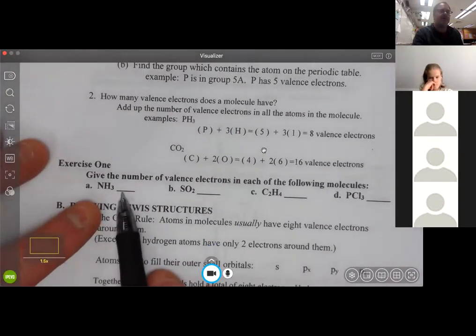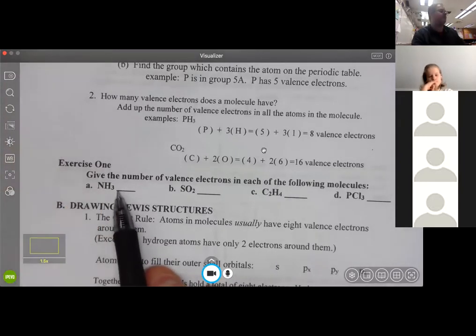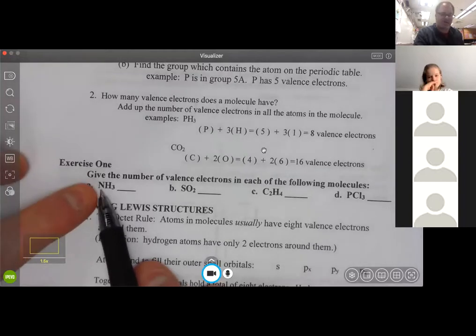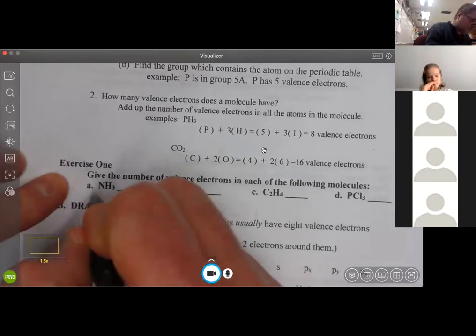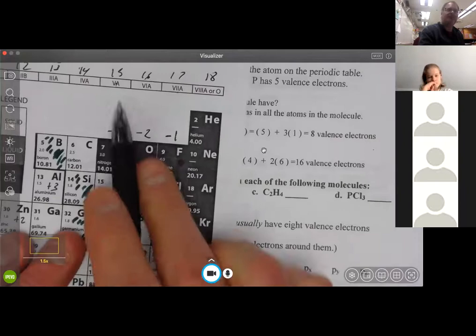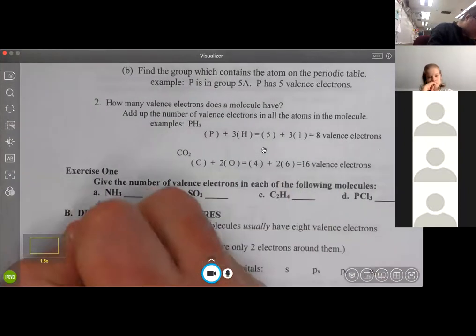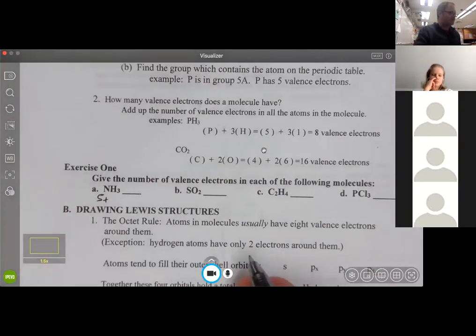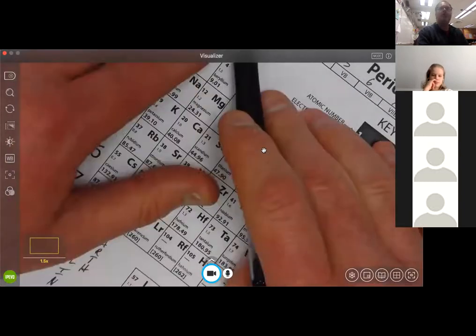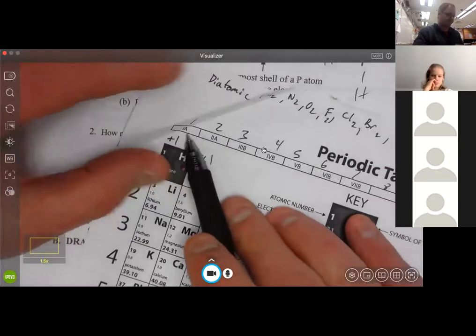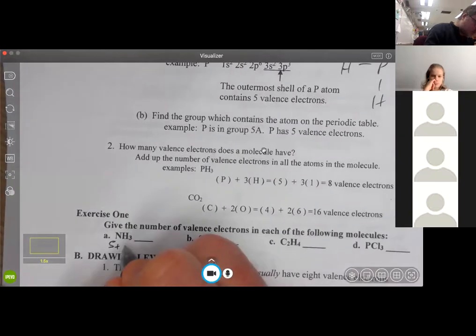Can anybody tell me how many valence electrons total NH3 has? It's a race to the periodic tables. Go, go, go. 8. 8. How many does nitrogen have? 5. And each hydrogen has 1. 8 is correct.